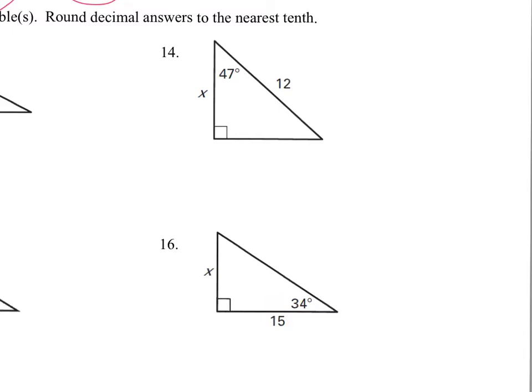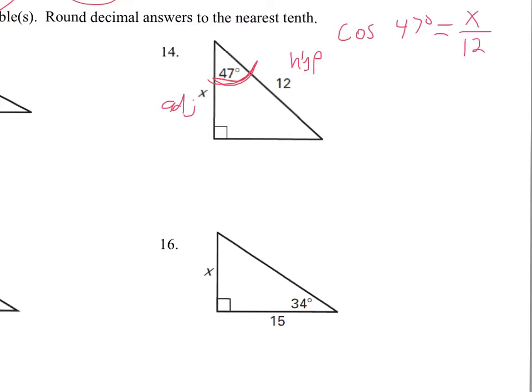All right, number 14, we are looking at this from 47 degrees point of view. So 12 is the hypotenuse, x is the adjacent, so you need to know which one, sine, cosine, or tangent, uses hypotenuse and adjacent, and it's cosine. So cosine of 47 degrees equals adjacent over hypotenuse, so x over 12.